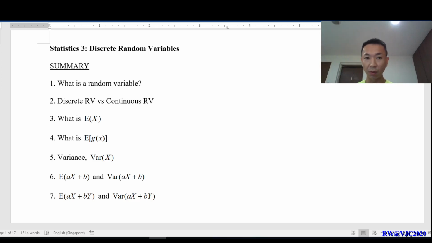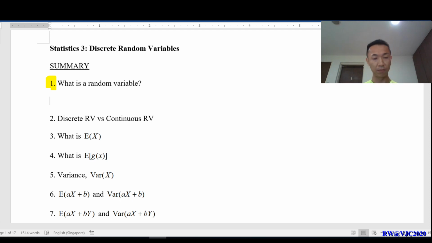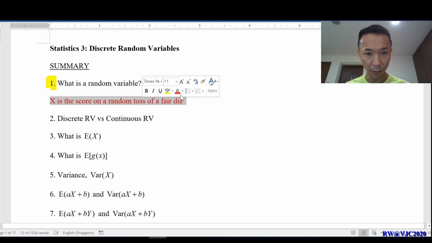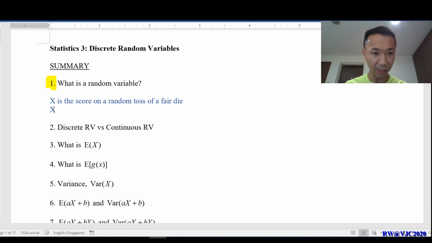Okay, these are the 7 points I'll go through when I summarize this chapter, discrete random variable. First thing I would like to say, what is a random variable? Let me give an example, okay? If I tell you x is the score on a random toss of a fair die, is x a random variable? Yes, x is a random variable.